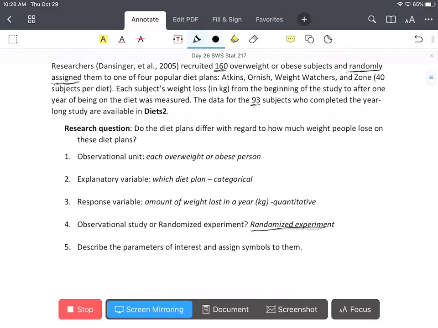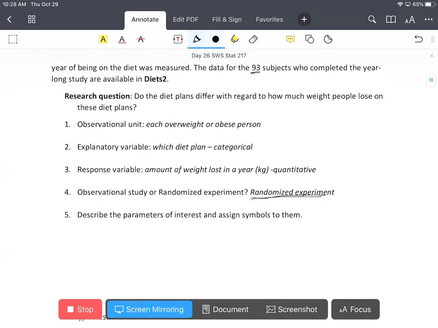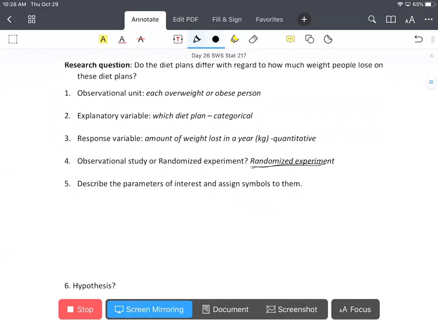Describe the parameters of interest and assign symbols to them. This is where it gets a little bit more complicated than what we've done in the past. So far we've looked at two parameters of interest, but now we're going to look at more. So I'm going to use the obvious A for Atkins, O for Ornish, WW for Weight Watchers, and Z for Zone for my subscripts. So let's start with, what are we looking at? Parameters of interest. Is it going to be pi? Are we looking at proportion? Or are we looking at means, population means, mu? And hopefully you saw it right away, mu.